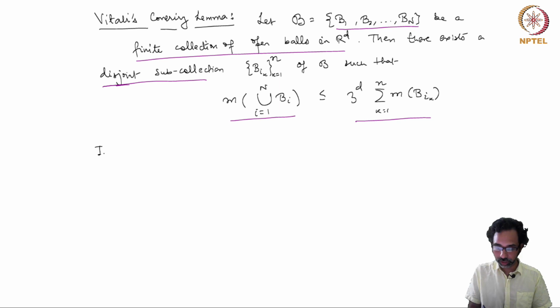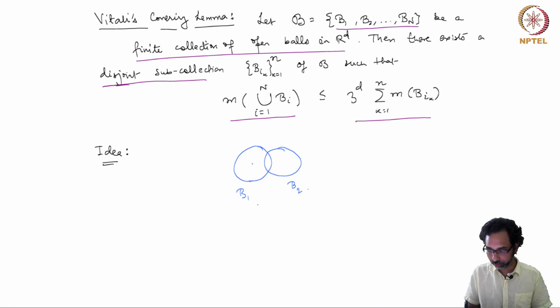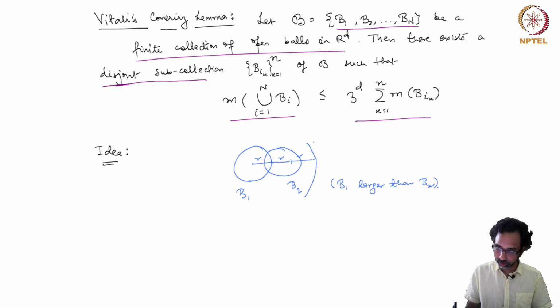So the idea here is quite simple. It simply says that if you have two circles, B1 and B2, say B1 is larger than B2, then if you take the ball of radius 3 times the radius of B1, so 3 times the radius r, then this will envelop both B1 and B2.